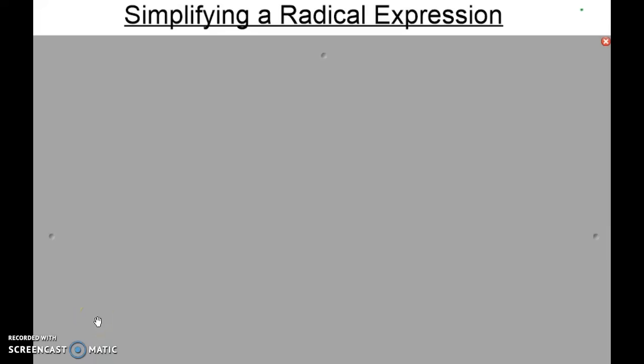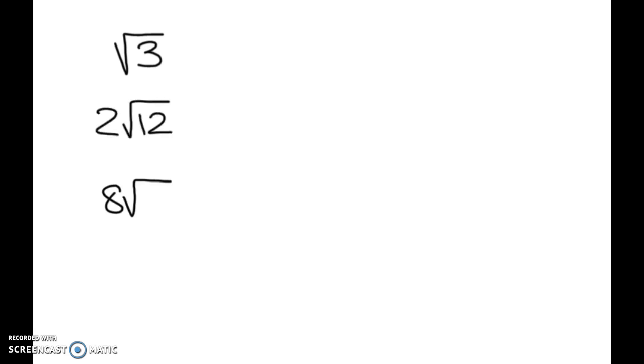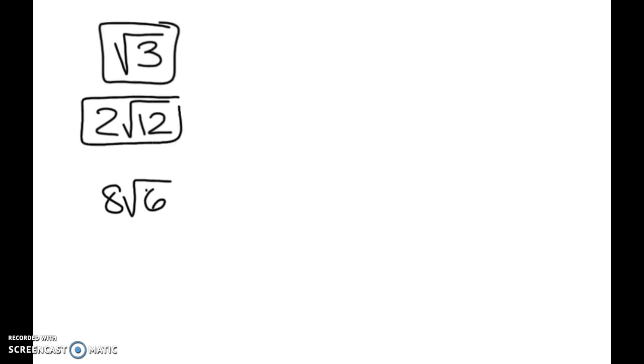So we're going to talk a little about how to simplify a radical expression. A radical expression, for those of you who may not know what I'm talking about, is anything with a radical in it. For example, the square root of 3, 2 times the square root of 12, 8 times the square root of 6. I could go on and on. This is considered a radical term because it has a radical or a square root in it. Same thing goes here and same thing goes here.